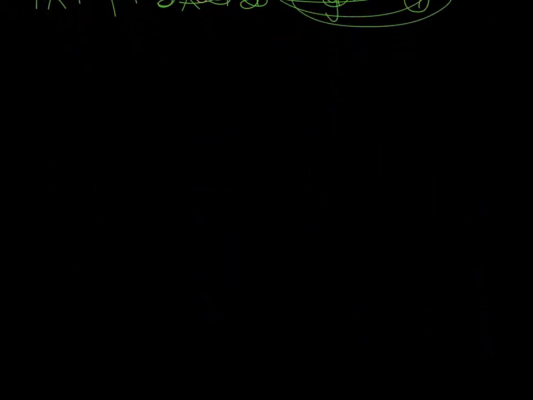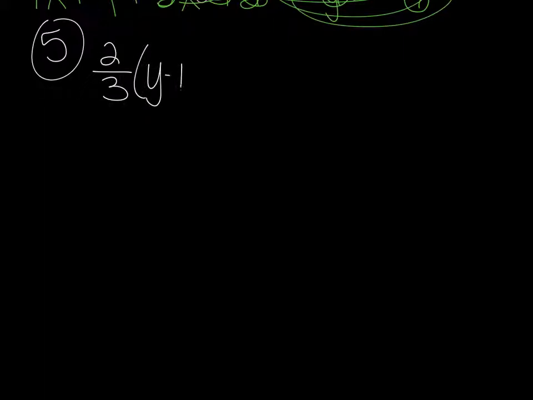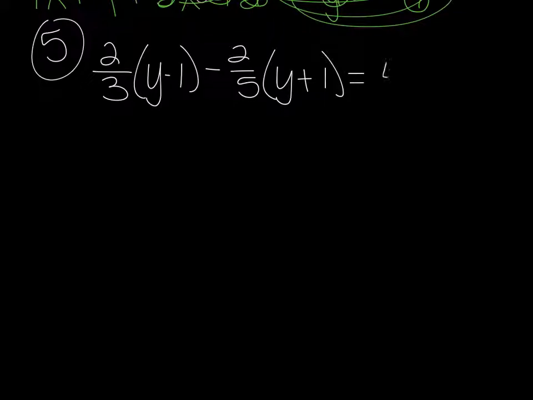Okay, last two. We'll do this one together, and I'll have you try the last one on your own. They'll look a little different, but it's the same idea. So for number 5, we'll have 2/3 times (y minus 1) minus 2/5 times (y plus 1) equals 4. It looks a little different, but we're still going to use the same idea.